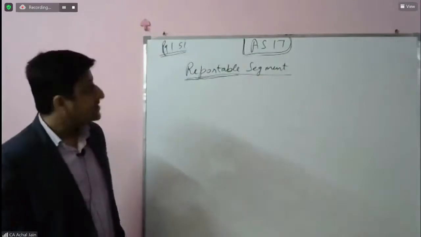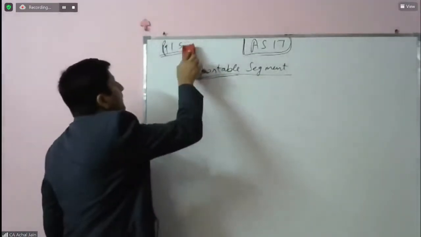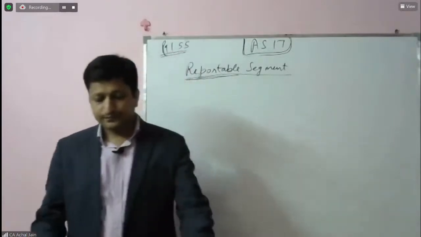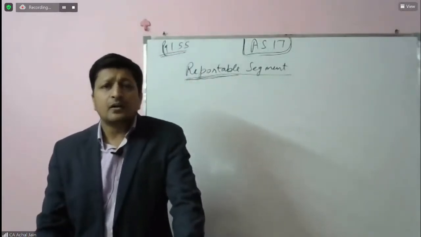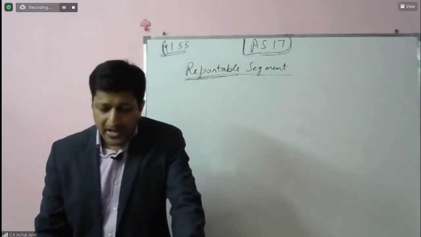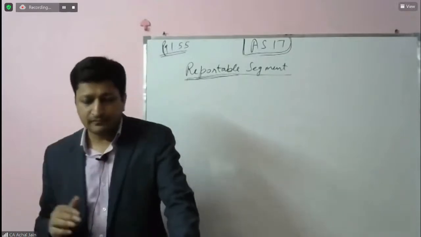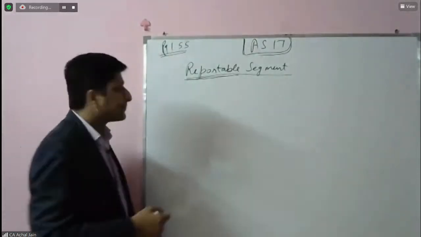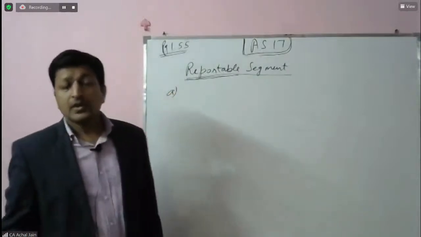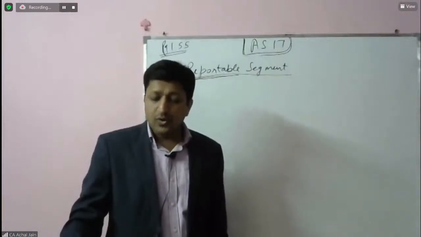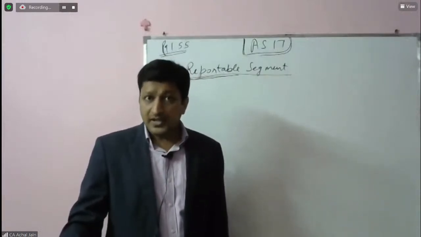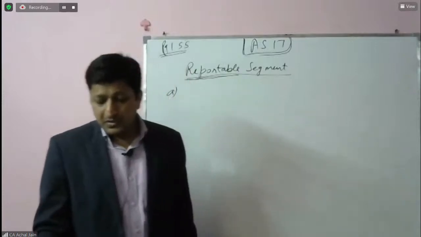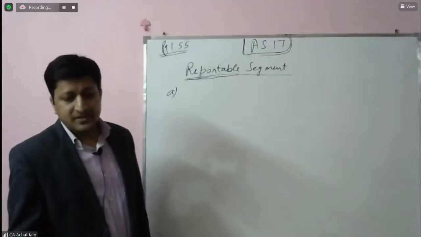Yeah, quickly, if you can go to page number 1.55. Reportable segment. A business segment or a geographical segment should be identified as a reportable segment if and only if. First, so there are few criteria. Let's understand those criteria. First, A, its revenues from sales to external customers and from transactions with other segments is 10% or more of the total revenue, external and internal, of all segments.